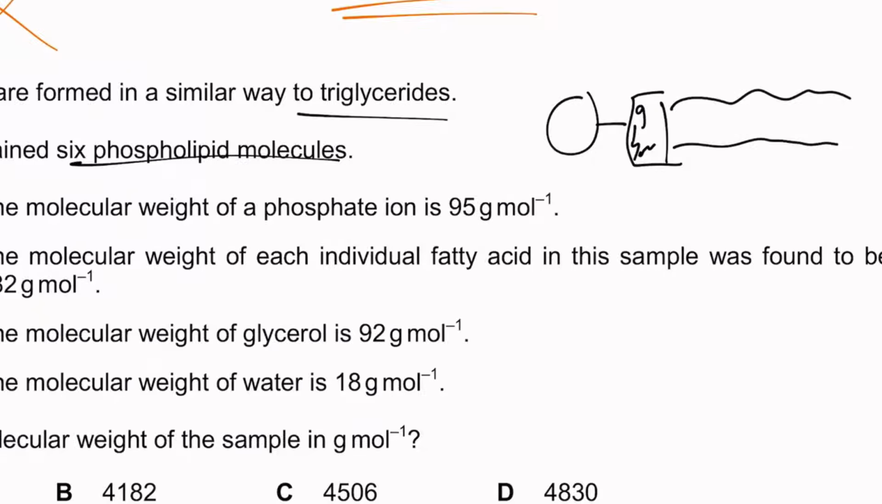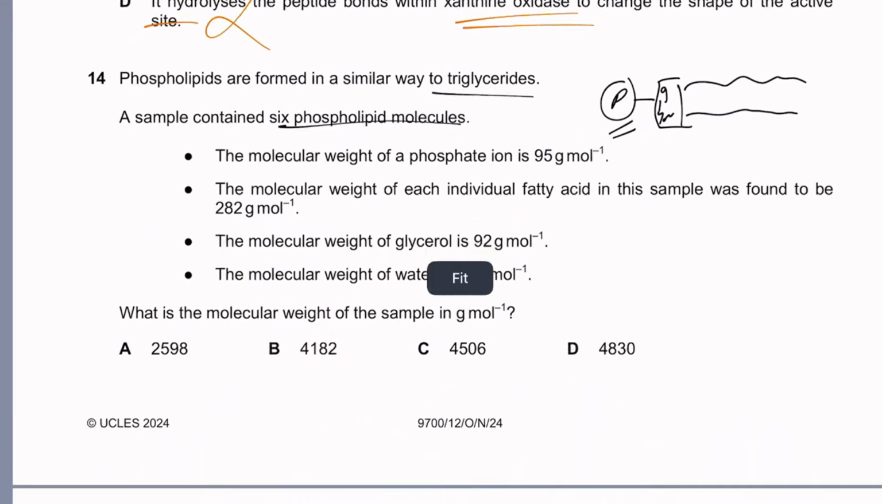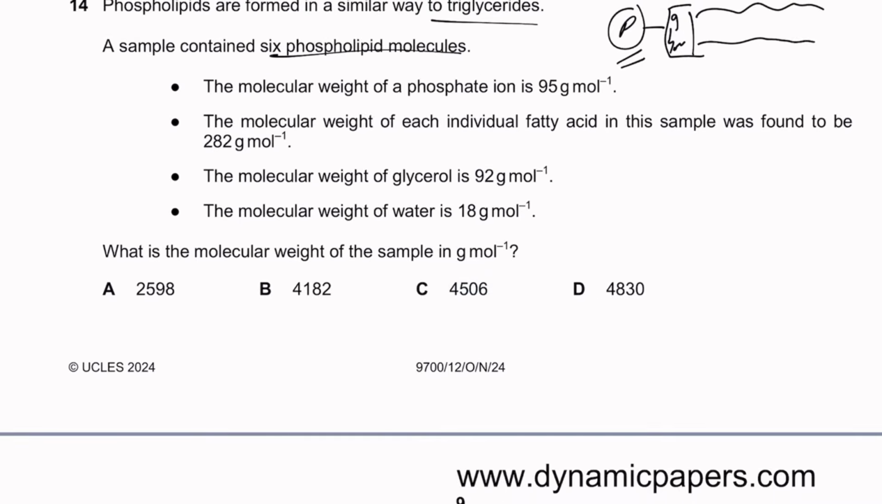So yes, it's awfully similar to triglycerides, in that in triglycerides, instead of the phosphate group over here, it's attached to a third fatty acid chain. So a sample contains 6 phospholipid molecules, and the molecular weight of phosphate ion was 95. The molecular weight of each individual fatty acid was found to be 282. The molecular weight of glycerol is 92.